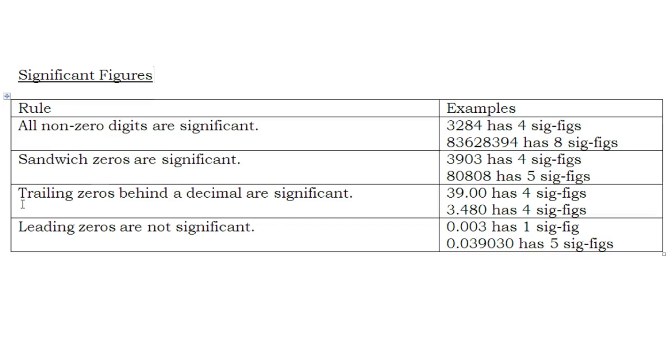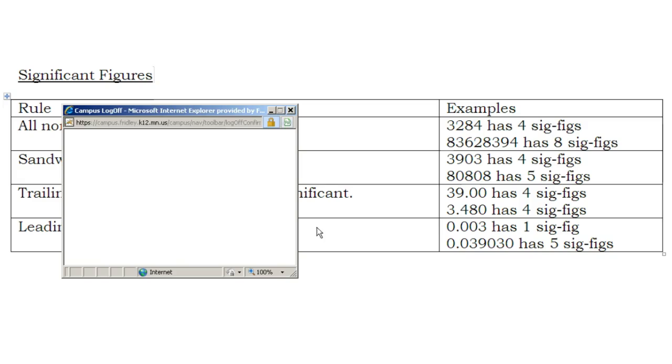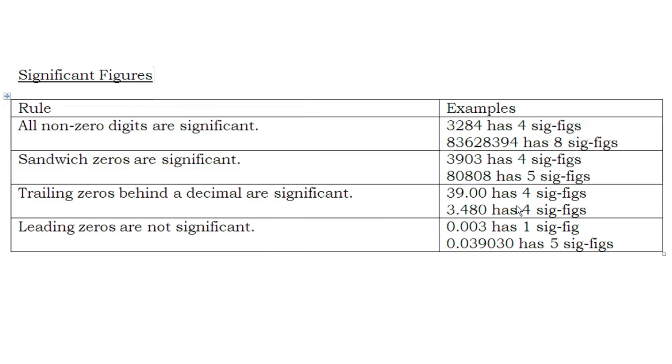The third rule says trailing zeros behind a decimal are significant. 39.00, as written, has 4 significant figures. These 2 zeros behind the decimal point are significant. The value 3.480 has 4 significant figures. The 0 is a trailing 0 behind the decimal, so it is significant.